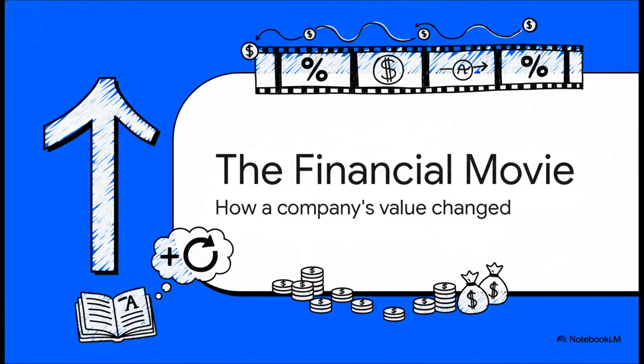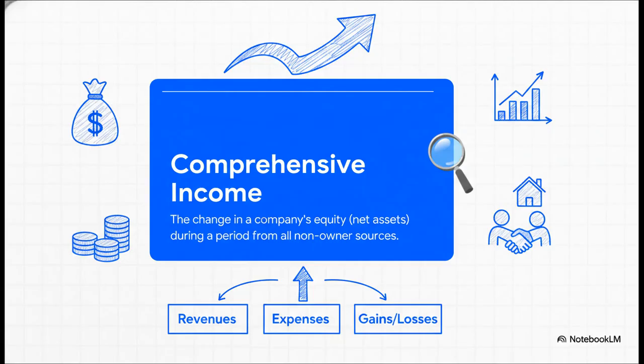So this financial movie is tracking the total change in a company's value over that period. And accountants have a special name for this whole story. With all its twists and turns, they call it comprehensive income. Comprehensive income is really the big picture number. It captures the entire change in a company's net assets, what it owns minus what it owes, from pretty much everything except for money coming directly from owners or being paid out to them. So that includes all the revenues, all the expenses, gains, and losses. It gives us the full, complete story.